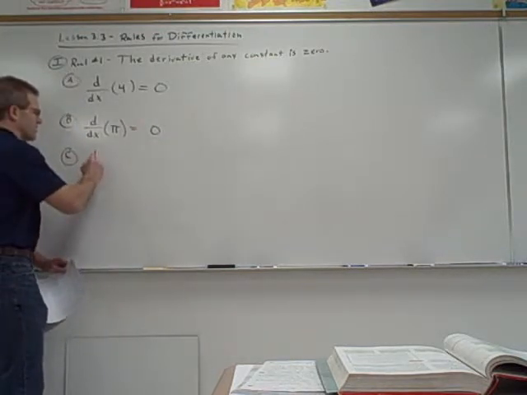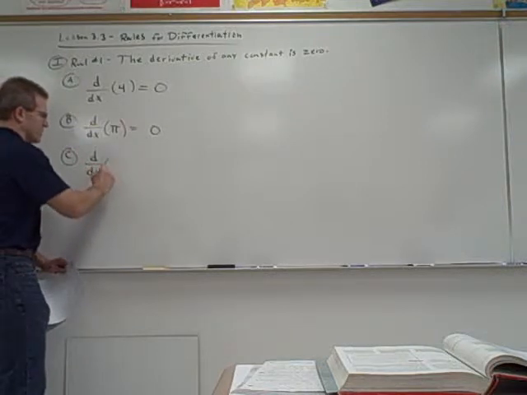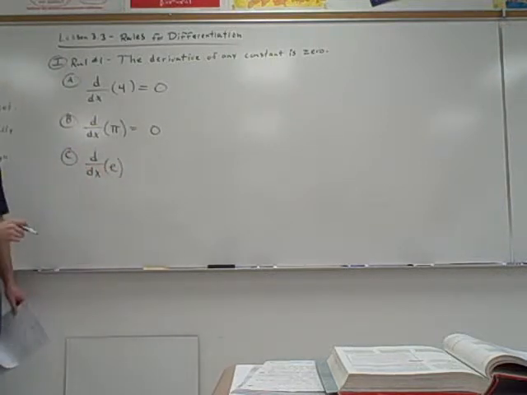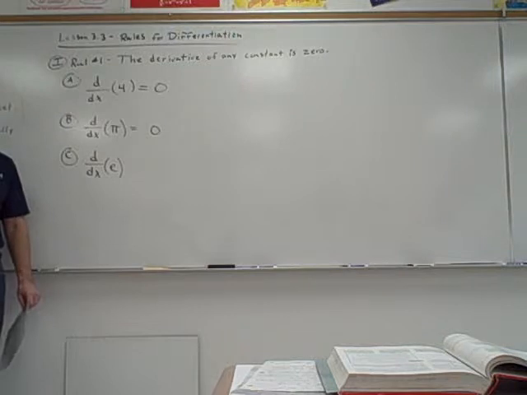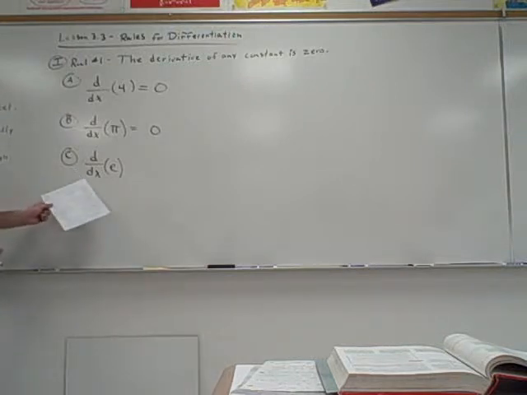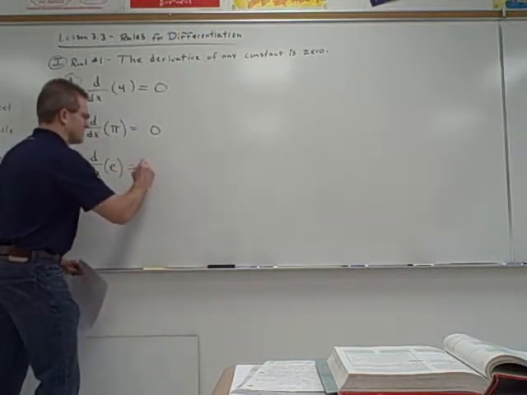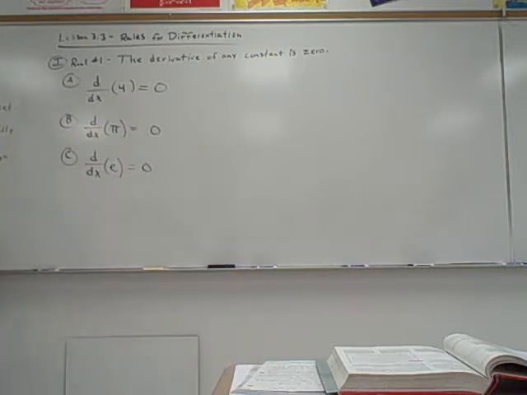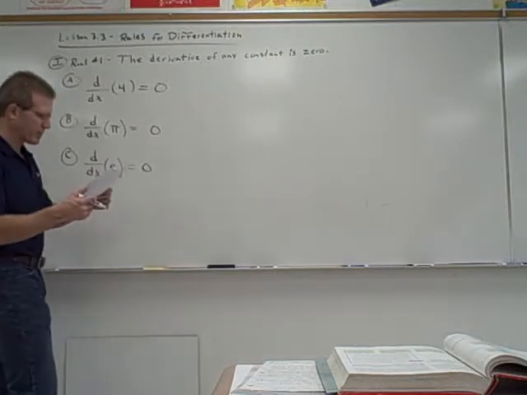Same thing with e. The derivative of e. Yeah, in English class that's a letter. In math class that's a number. It's about 2.7. Okay? The derivative of e is 0. You're not going to see a lot of pi's or e's in today's assignment, but eventually that's going to be an important thing to remember, that when you do the derivative of a constant, even if it's one of these special numbers like pi or e, the derivative is 0.